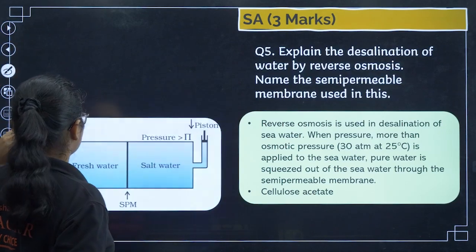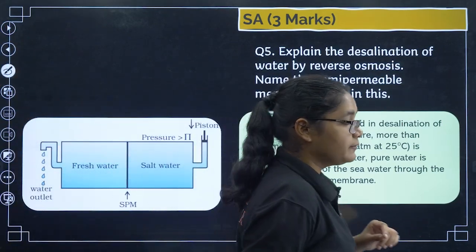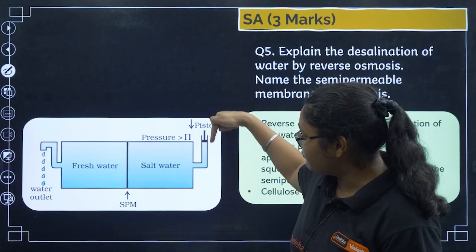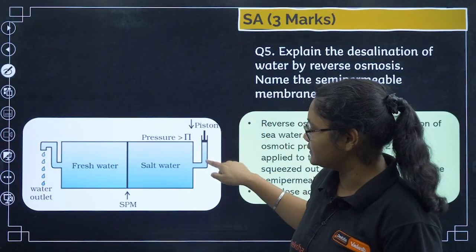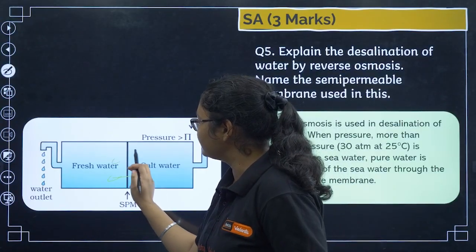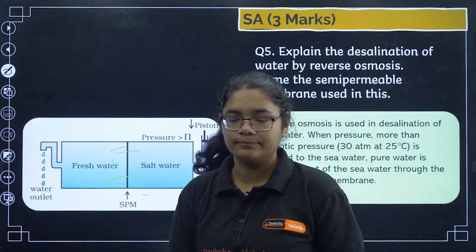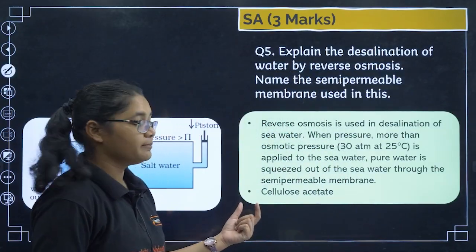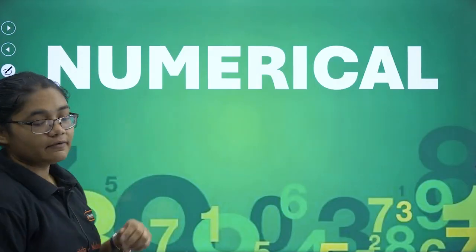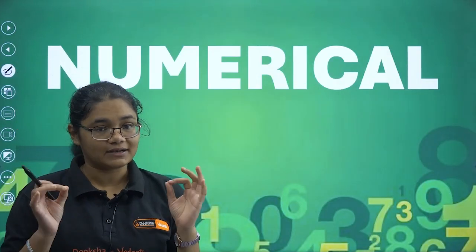We have a diagram also to represent this. You can see here we have fresh water here, salt water here. When you give pressure more than osmotic pressure on this side, the pure water from the salt water will be going here, this side, and it is collected here. Clear? So, and which type of membrane is used here? Cellulose acetate is used. Fine. Now we will go to the next section, that is numericals.